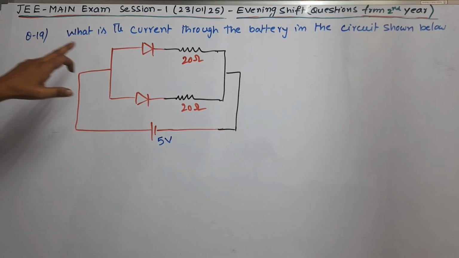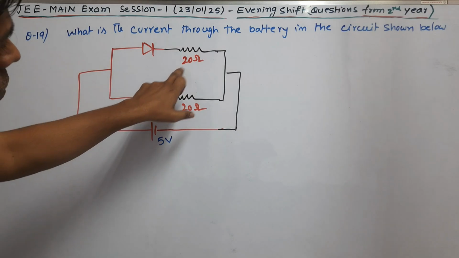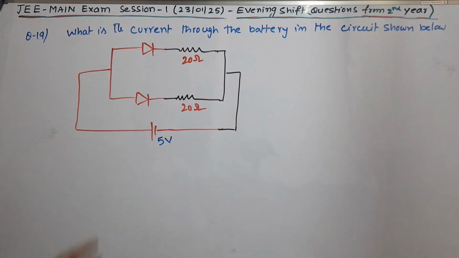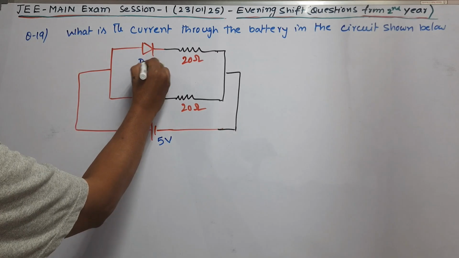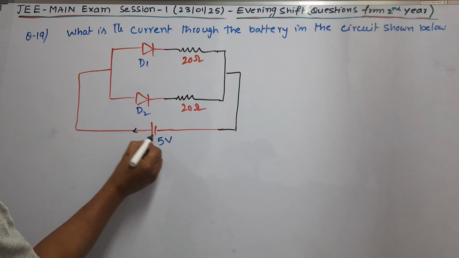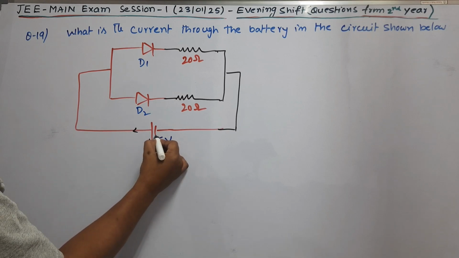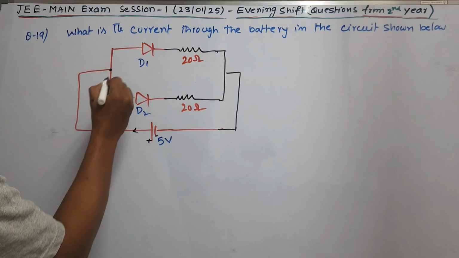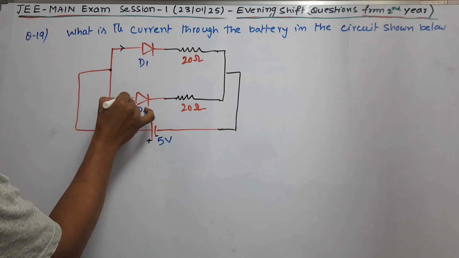Okay, the 19th question. What is the current through the battery in the circuit shown below? In this given circuit there are 2 diodes. This is diode D1, this is diode D2. Here, this is the positive terminal of the battery. The current starts from positive, and when it reaches this point, the current is distributed.